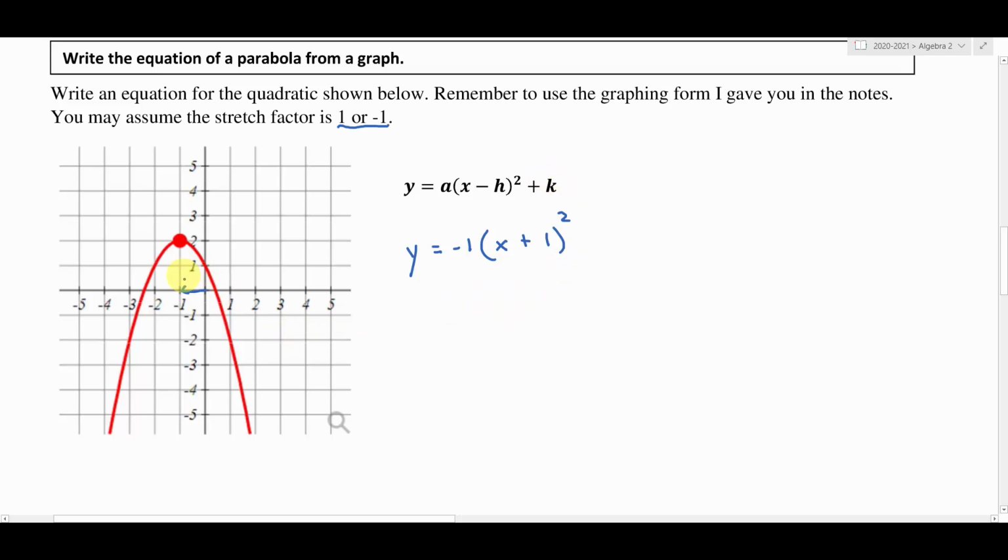Now I need to find my k value, and I can again do that by looking at where my vertex is located. Notice that my vertex moved up 2 units. So to move up 2 units, we would need a plus 2. That's the equation of my parabola. And again, you can verify this by graphing your equation in a calculator and seeing if it gives you the same parabola that you see in the picture.